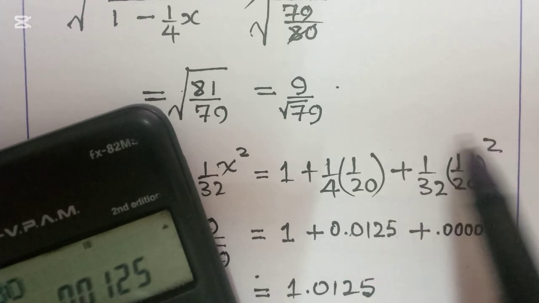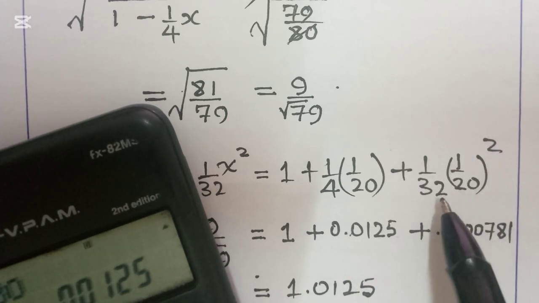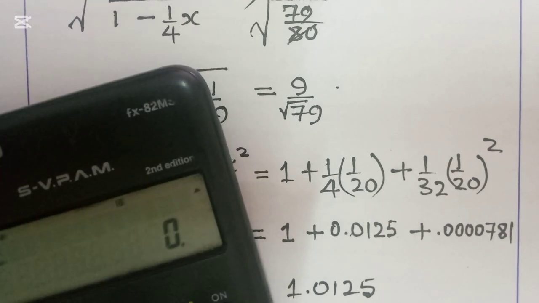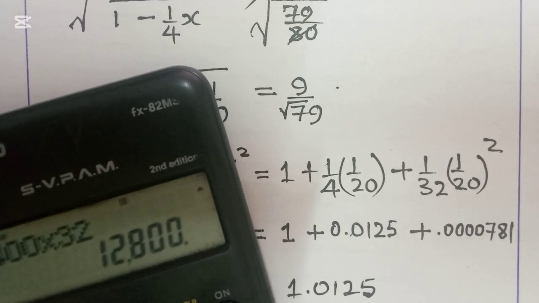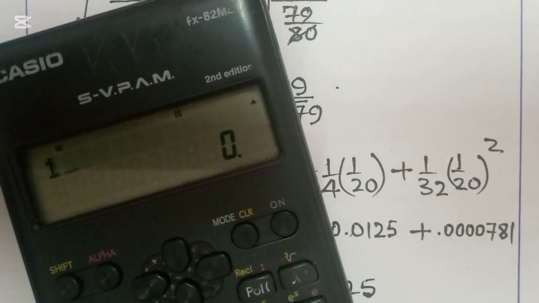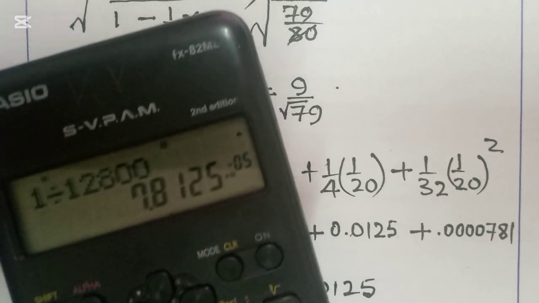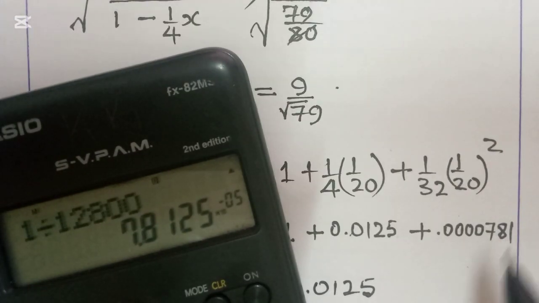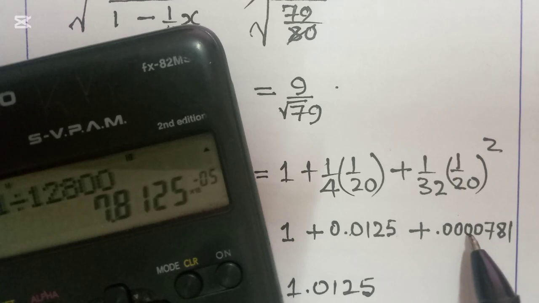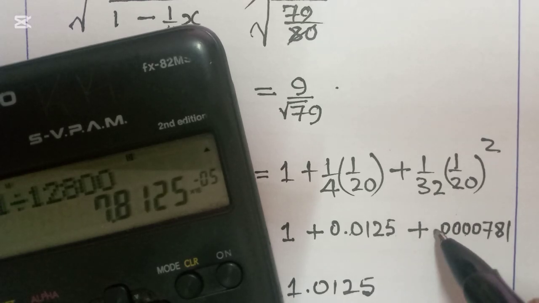Then when we come here, we have 20 times 20, which is 400, times 32. So 400 times 32 is 12800. So we are supposed to have 1 all over 12800. That is how we came about with this figure, because you can see this is raised to negative 5. You can count 1, 2, 3, 4, 5. So this is where our point is.